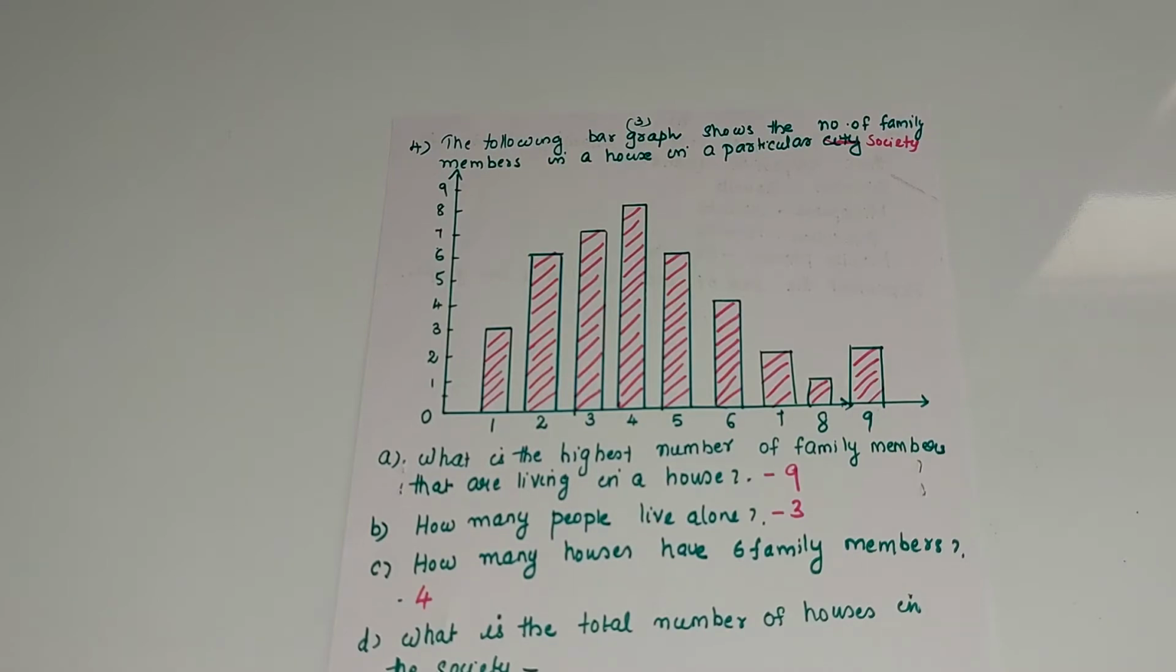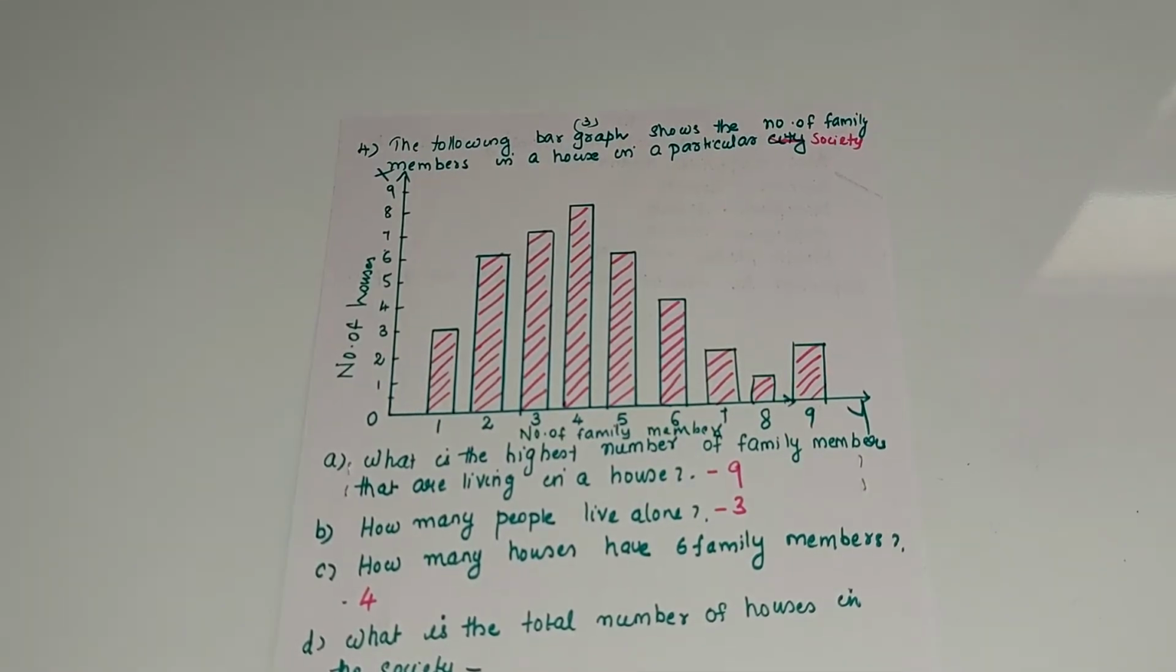Now our next question, the fourth one. The following bar graph shows the number of family members in a house in a particular society. In the x-axis it is given the number of family members, and in the y-axis it represents the number of houses. Our first question is, what is the highest number of family members that are living in a house?